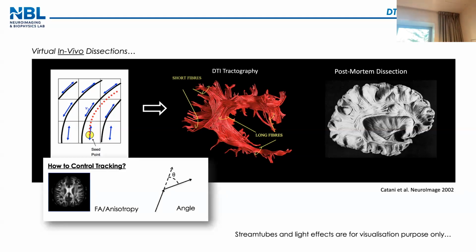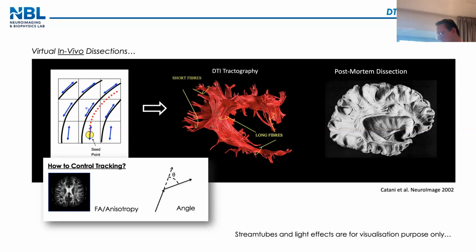For example, I'm just using an FA mask to say I don't want to go outside the brain. That is a good rule for tractography. And I use an angle. Say I don't want to turn more than, let's say, 45 degrees. At each step of the algorithm, I continue to propagate only if my next step is within 45 degrees, because I want a smooth trajectory. I don't want sharp changes of direction because I'm looking at big tracts with smooth changes of direction.